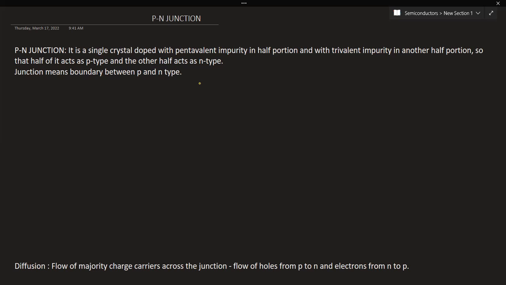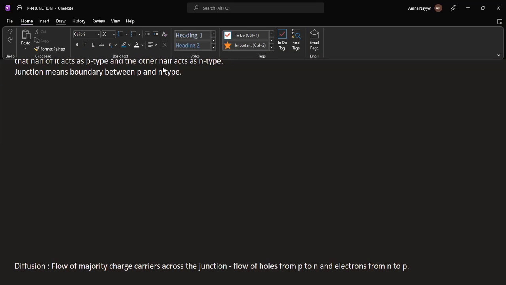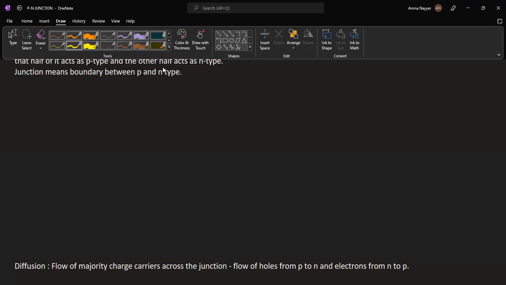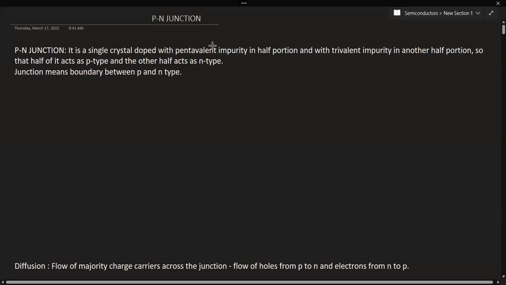Now see PN junction. What is meant by this PN junction? So this PN junction is basically a single crystal of, you can say, germanium or even silicon, which is doped in such a manner that half a portion of it becomes P-type and half a portion of it acts as N-type semiconductor. So here the term junction implies the boundary or region of transition between N-type and P-type semiconductors.